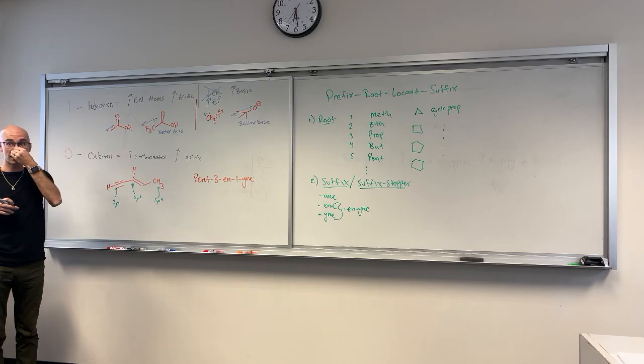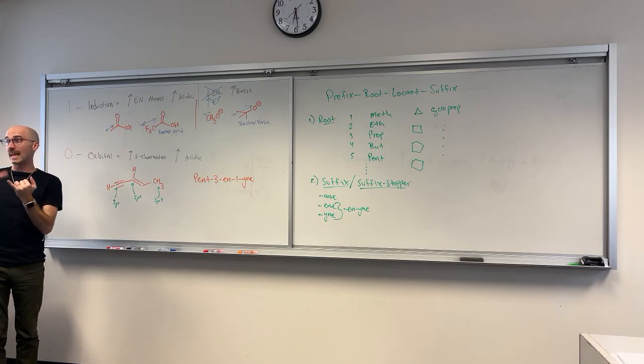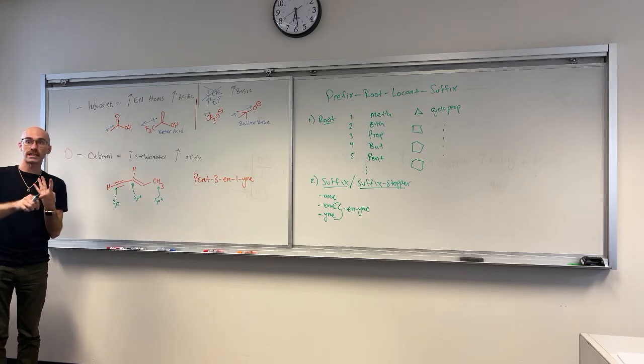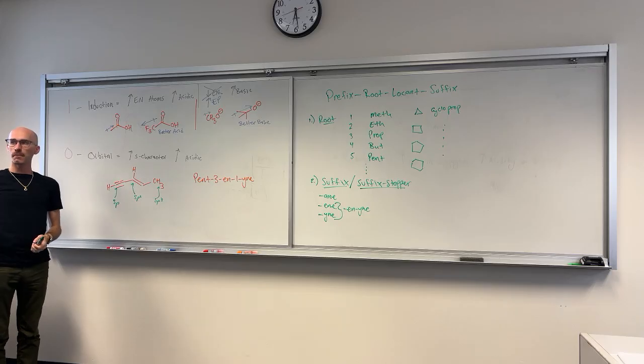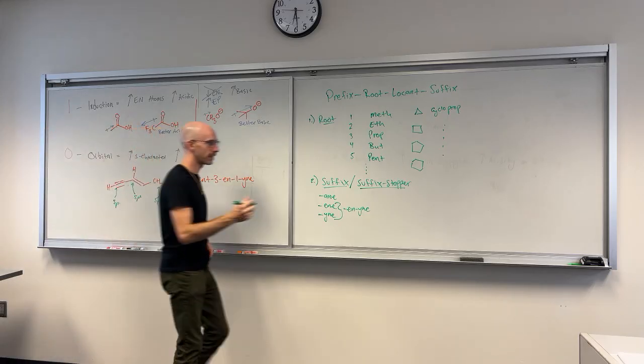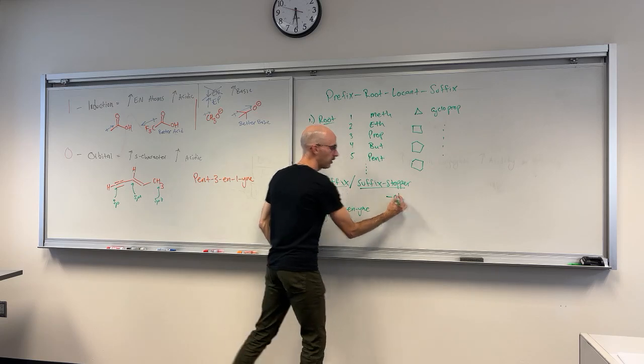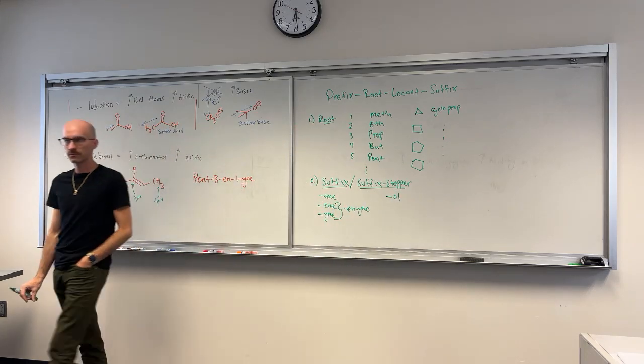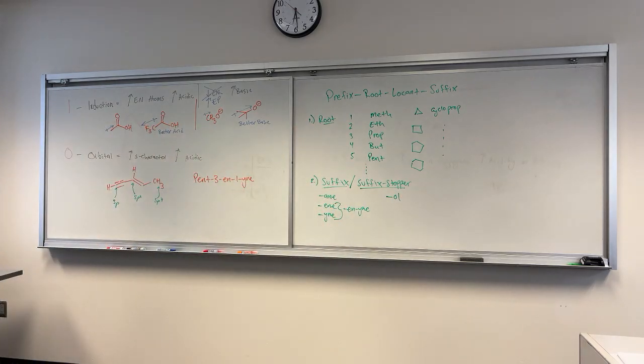Suffix stoppers require a suffix. They need an ane, ene, or yne. But then you drop the e and add on a new stopper, for instance, ol for the alcohol. And this is all we learned in OChem 1, which means this is all you're going to see on the unit test review.